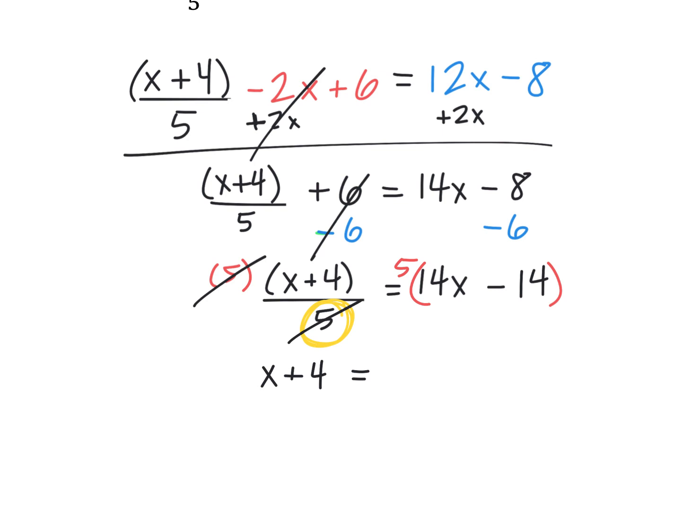It's 72. I don't even know. 70. Way off. I'll do that. 70x minus 70. Does that sound right? Yeah. Okay, thanks.